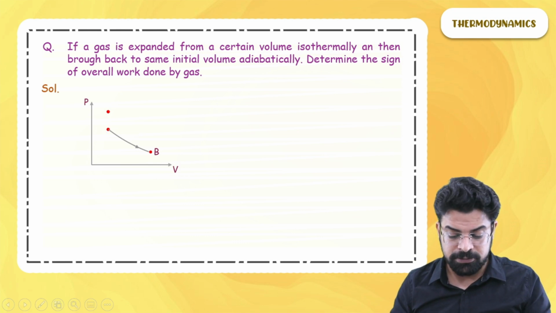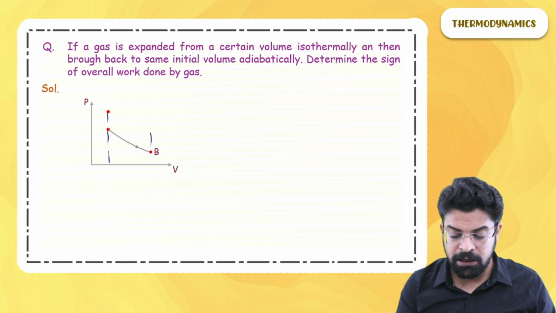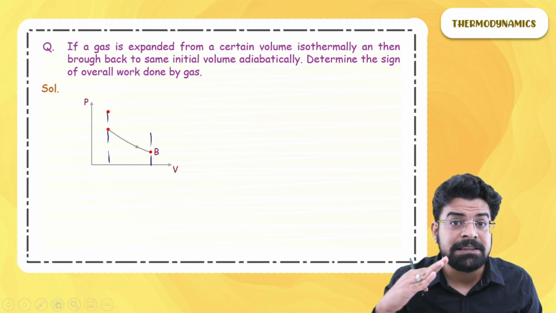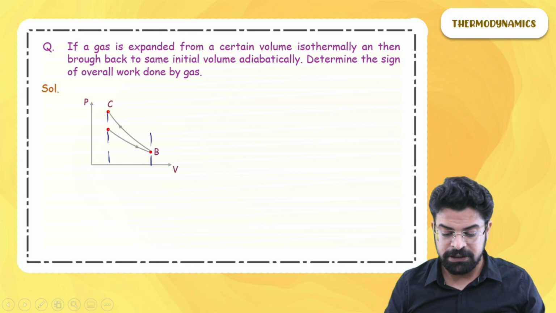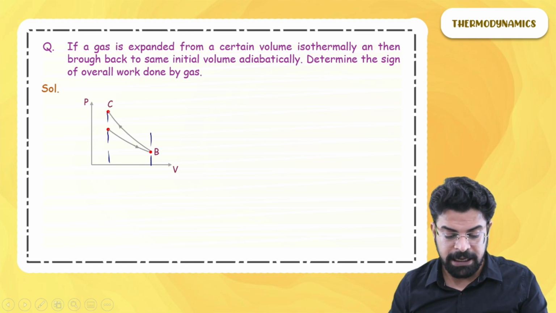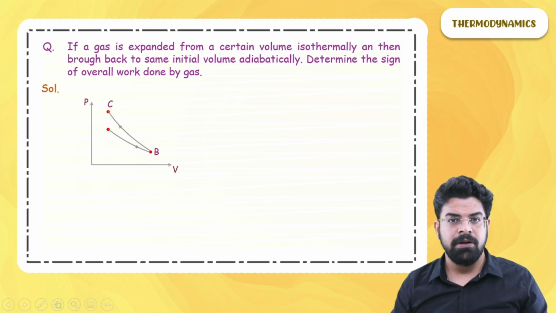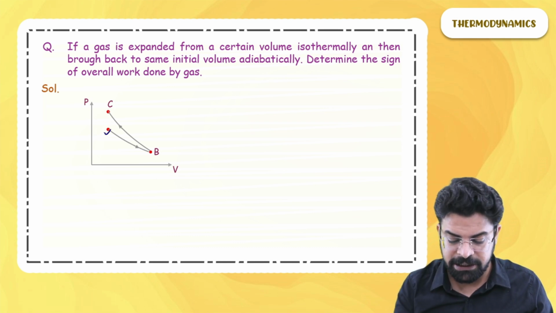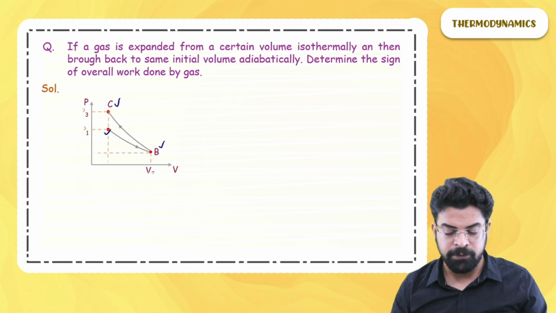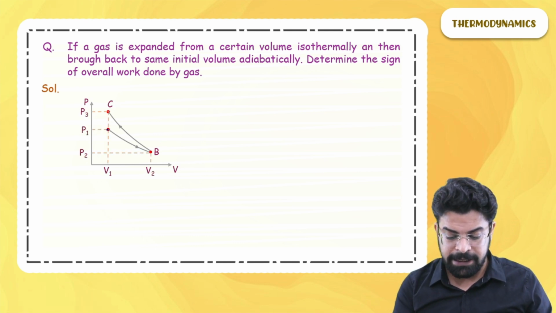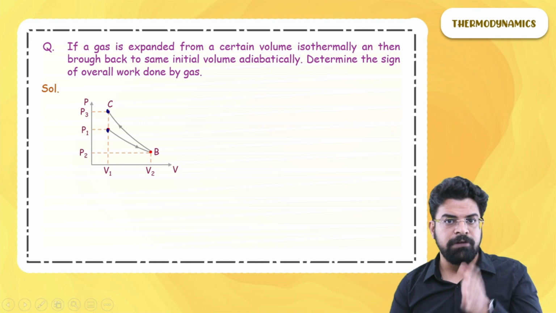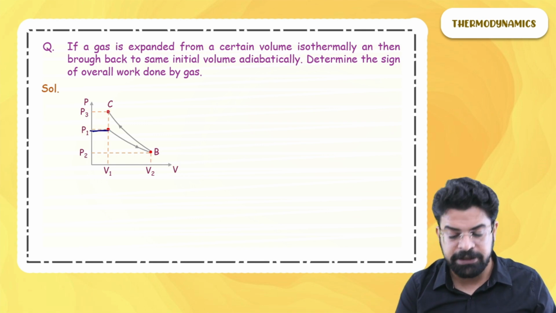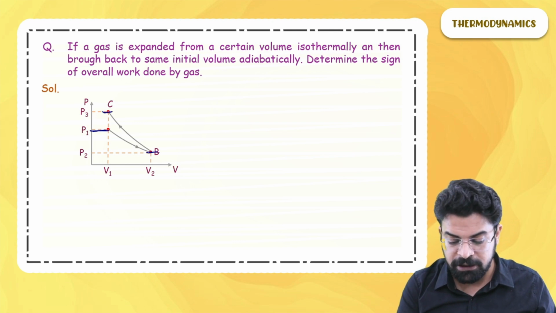Now the gas comes back to the same initial volume but undergoing an adiabatic compression. For adiabatic curve, we will get a steeper curve. So this will be the adiabatic compression, and the gas finally reaches the state C. Visualize the pressure and volume for these three states: initial state, intermediate state, and the final state. The final volume is same as the initial volume, V1. The intermediate volume, let's say V2. Let's say initial pressure is P1, intermediate pressure P2, and the final pressure P3.